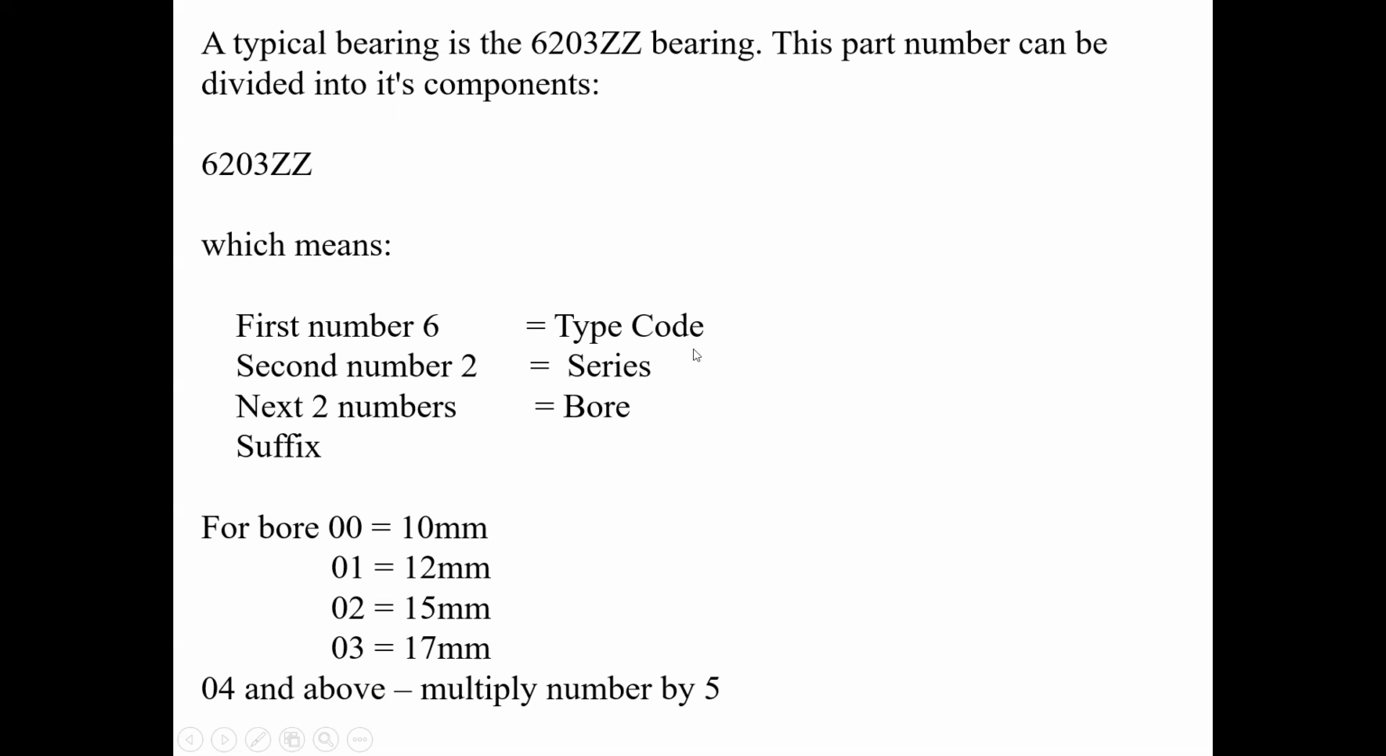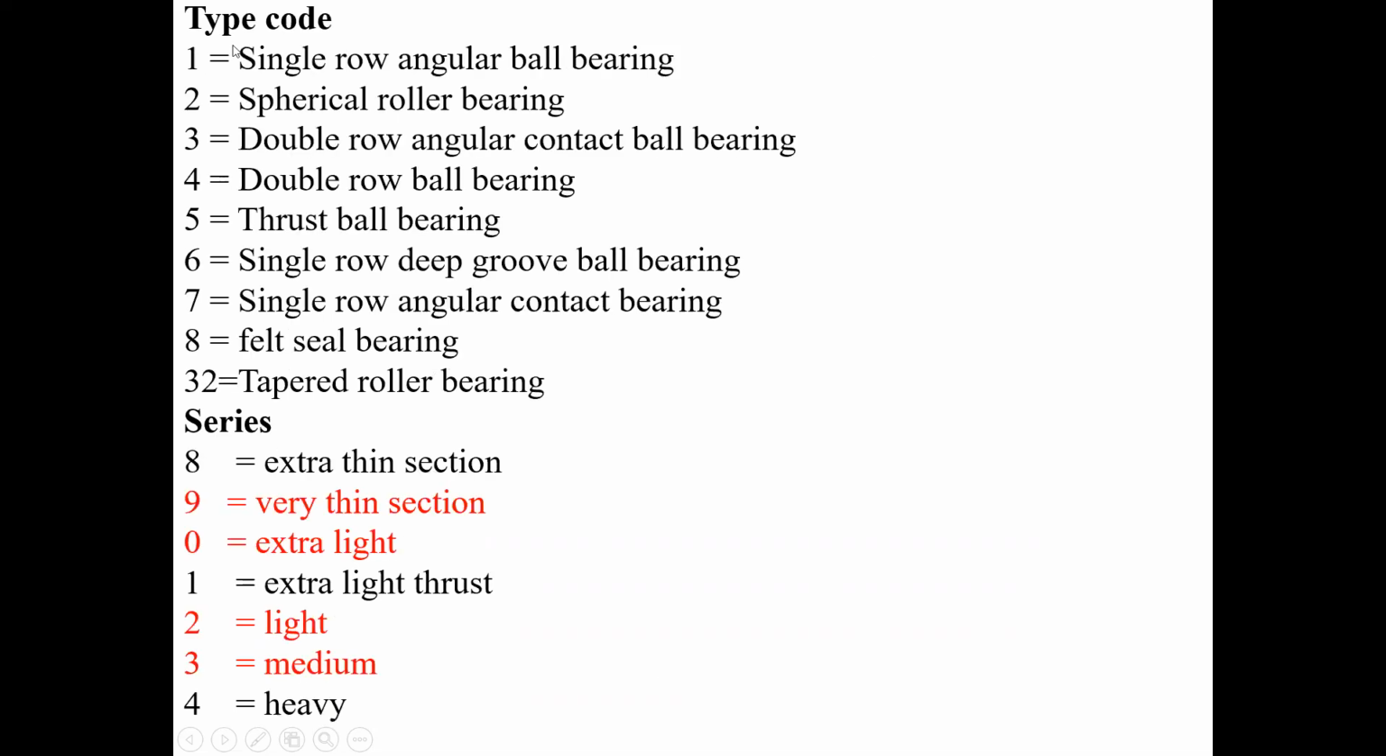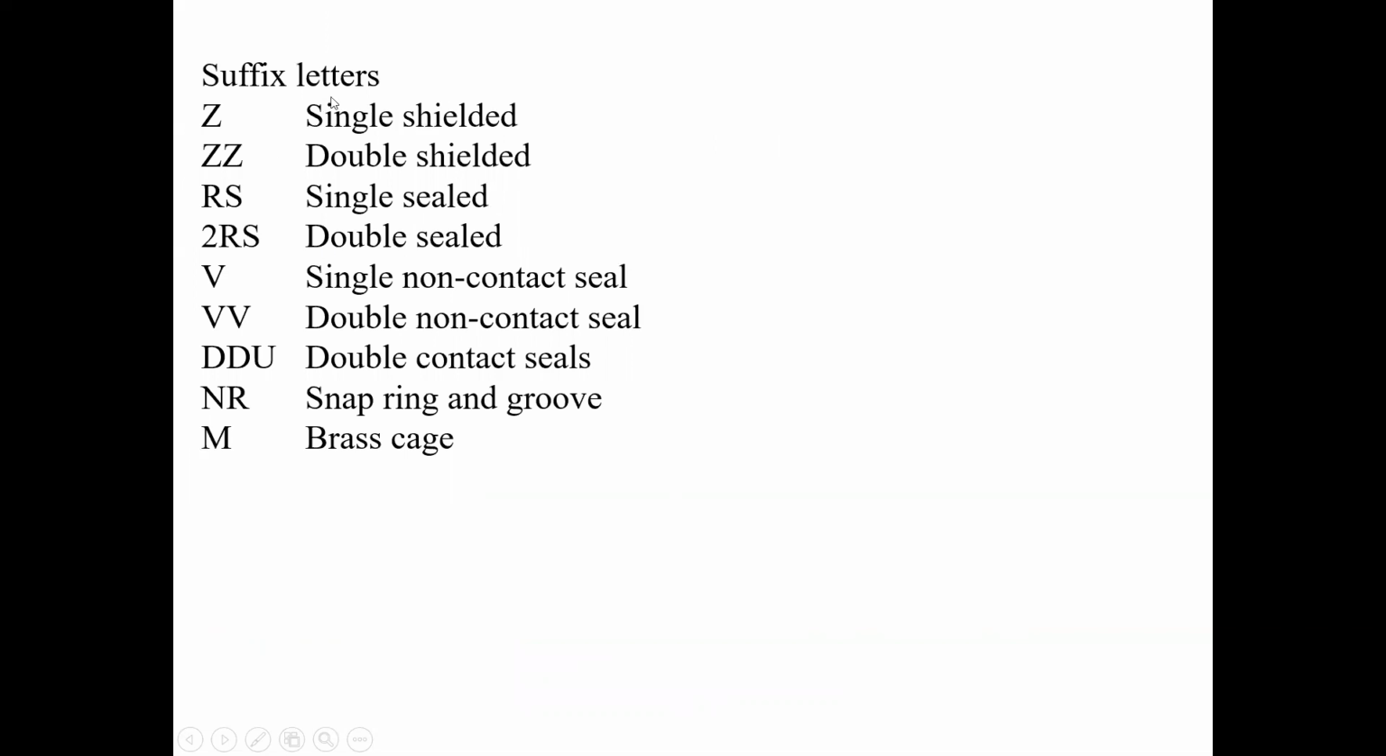So what are the type code and series? The code number means there are different types, and the list of different types is represented by the number. The series is this one. Just now the series represented 0 as extra light, 1 as extra light, and so on. Number 4 is heavy. This represents the series. The lettering has different meanings. You just need to understand the meanings. There will be a lot of information.